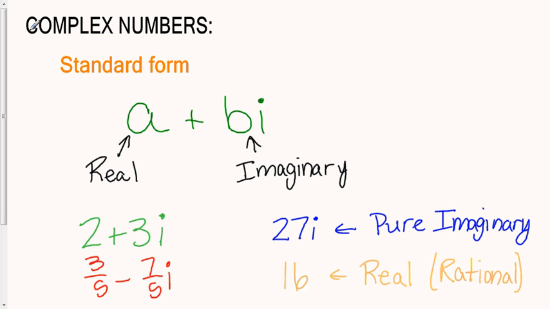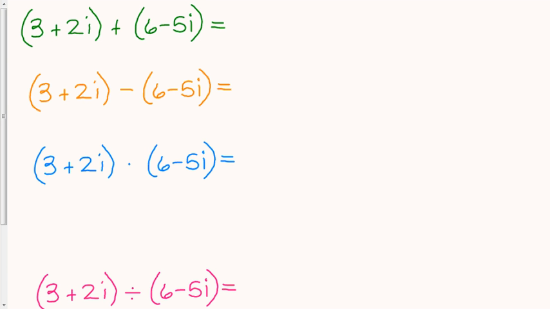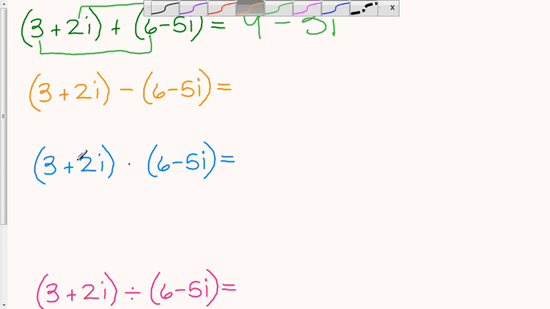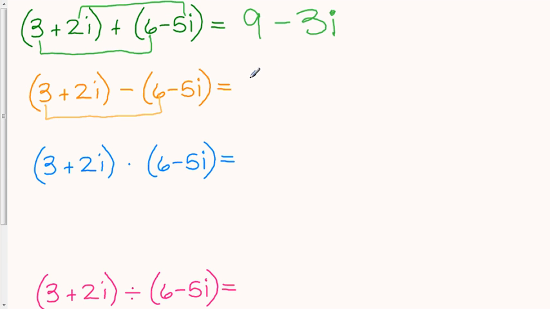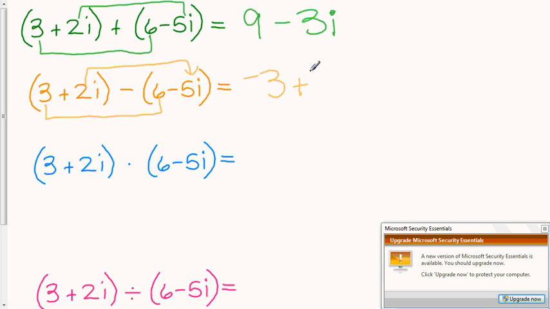Finally, because they're numbers, complex numbers or real numbers or whatever, you can perform all of the different operations of addition, subtraction, multiplication, and division. As you should recall, when you add, it's just adding like terms. 3 and 6, 2i and a negative 5i. So we would get 9 minus 3i. Subtraction is done the same way. 3 minus 6, which is a negative 3, and 2 minus a negative 5i, which is the same as 2 plus 5i, so plus 7i.